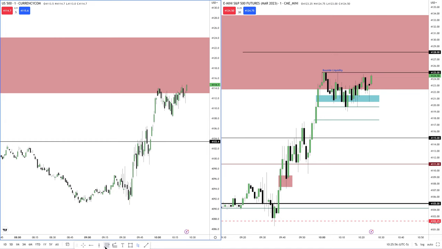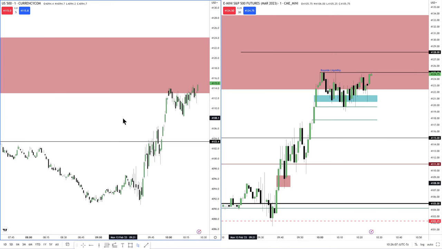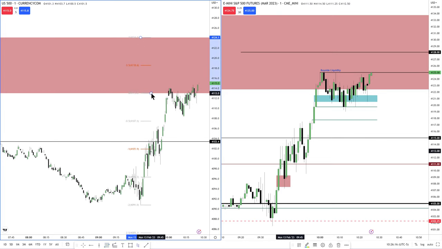Did I do this? No, I don't think I did. The buy side is about to get spent. Now what about this one? Okay. All right, so we have 4118.6 for US 500. See what ES is doing? See how it's just sitting there crouching below?